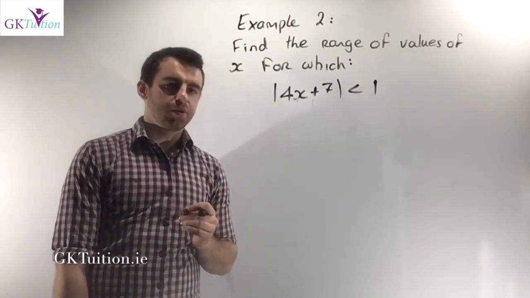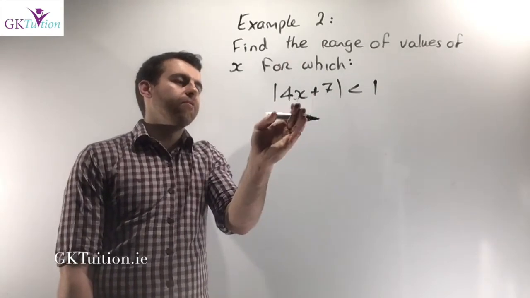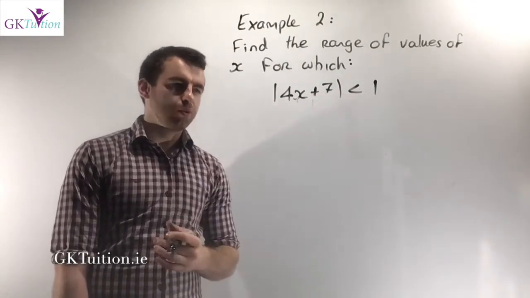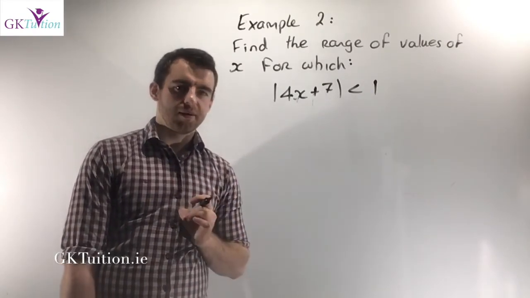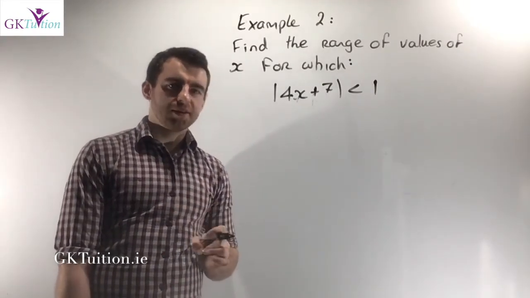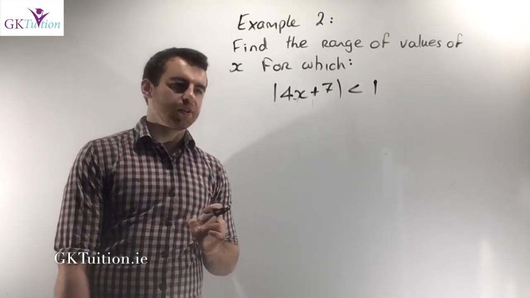Let's just go through this question. I have 4x plus 7 is less than 1, which would be a very straightforward question if not for the fact that the modulus signs are there. So in order to eliminate the modulus signs, I'm going to square both sides.